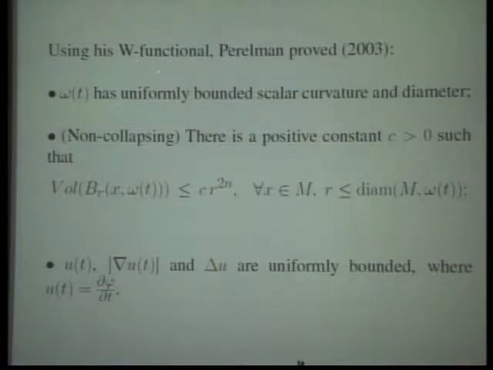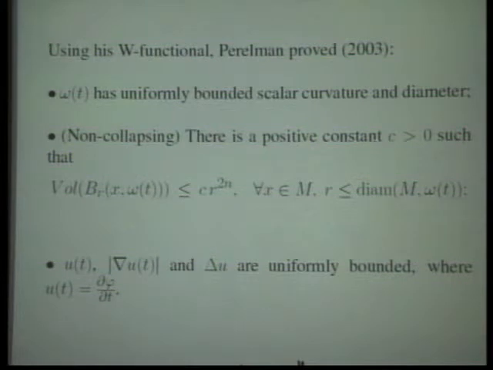But in the last 10 years there has been a lot of progress, notably Perelman's famous paper, in which, as a byproduct of the new techniques he introduced, he could prove the following. Omega t has uniformly bounded scalar curvature and diameter, and is non-collapsing.